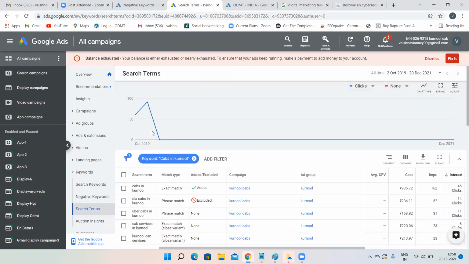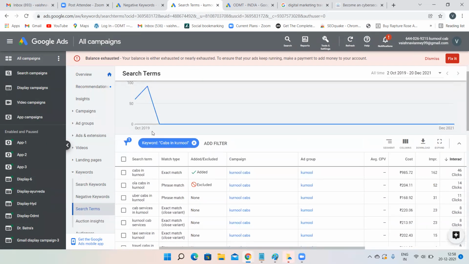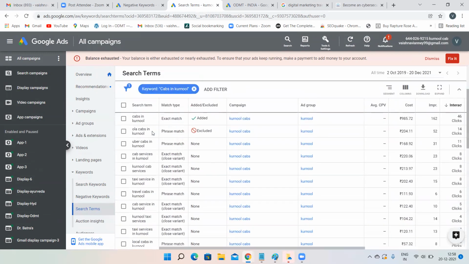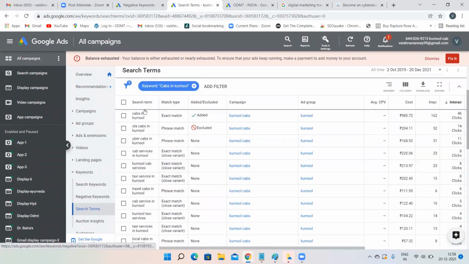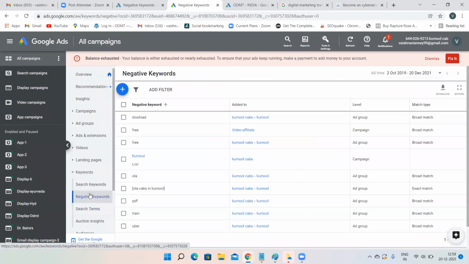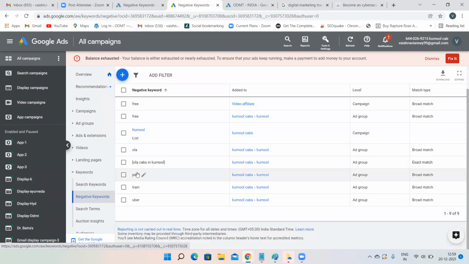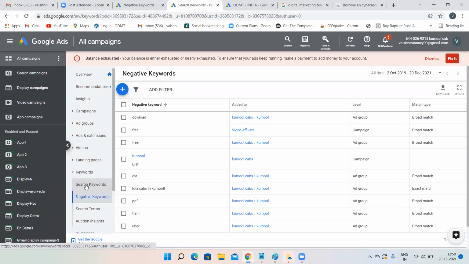So if you want to see how people are going to search for a particular advertisement, then you can just click on search terms. Then you can see how people are searching. They are searching in this way and all these things. And if you want to see what keywords we have turned negative, see, download, we have made it negative because we don't want somebody searching for download to see my ad appear. So download, we have made it as negative keyword, and free we have made it as negative keyword, PDF we have made it as negative keyword, train we have made it as negative keyword, and Uber also we have made it as negative keyword. Like this, you have to make it as negative keyword.